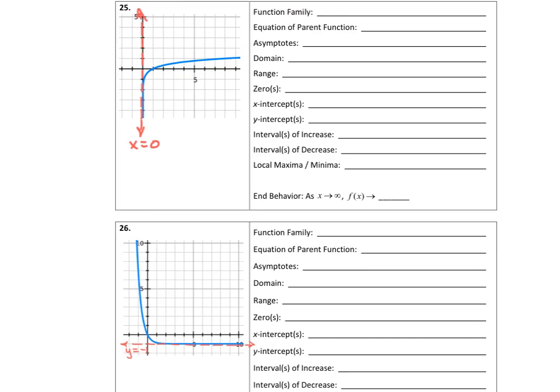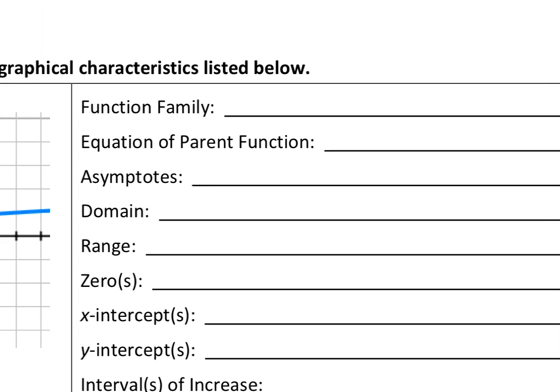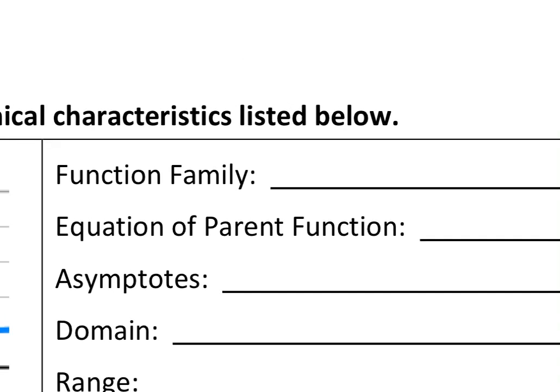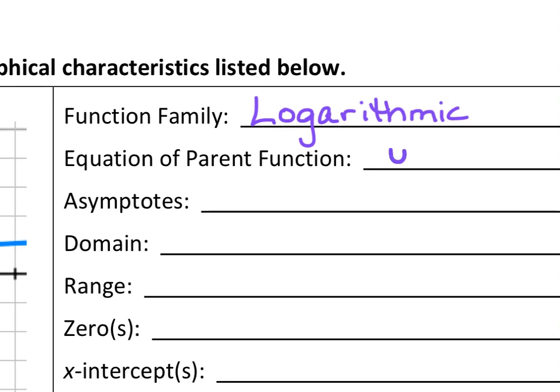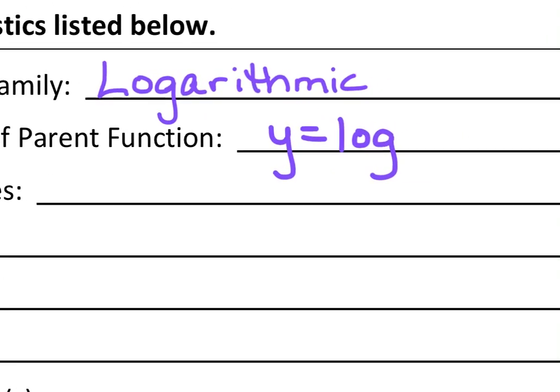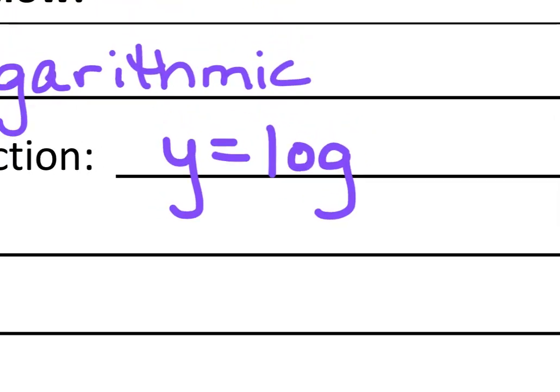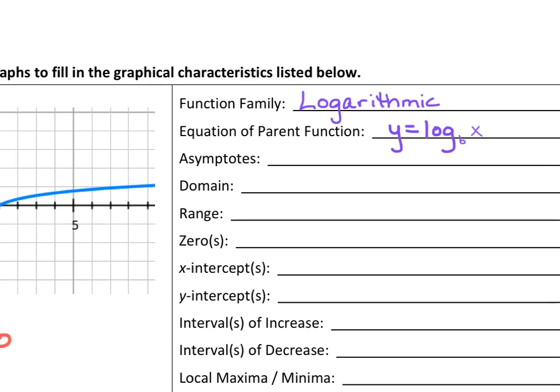And so for the function family, a logarithmic graph or a logarithmic function has the vertical asymptote. And for the equation of the parent function, we haven't really talked a lot about how to find the base. And so I'm going to be content if you just list the base as b and then log base b of x.